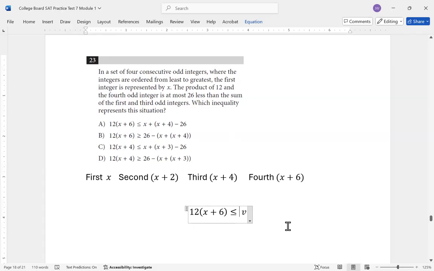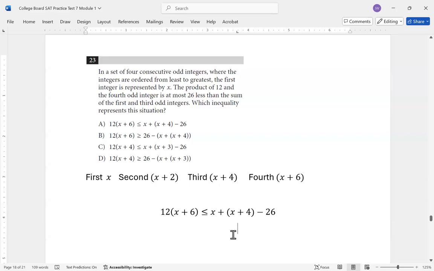So what's that value going to be? Well, that value is going to be 26 less. That means we're going to be subtracting 26 from something. The sum of the first and third odd integers. Well, the first integer is x. We're summing that with the third. That's x plus 4. And then 26 less than that would be the minus 26.